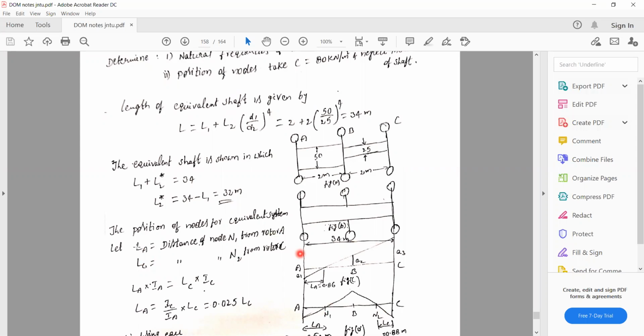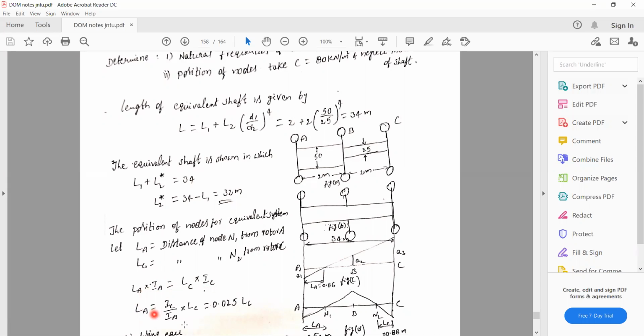So LA is the distance from rotor A to node N1, and LC is the distance from node N2 to rotor C. So those are the lengths. In this, LA into IA equals LC into IC. So we have one relation between the one and the other: LA into IA equals LC into IC.